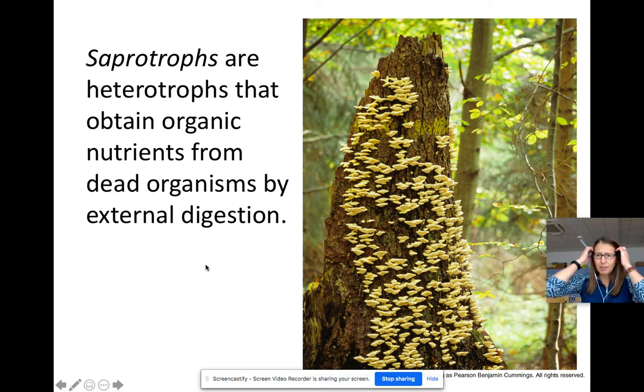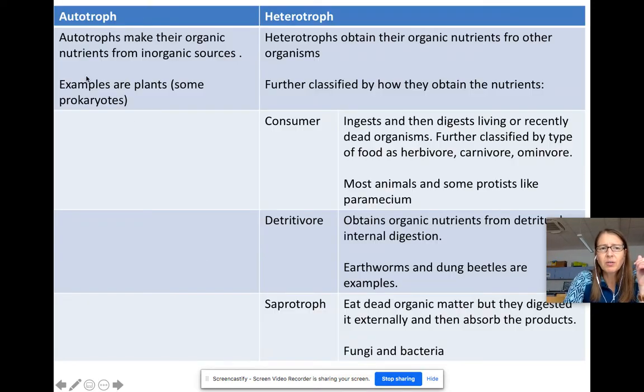So I'm just going to show you a table that I put together that hopefully summarizes some of this. Here are the autotrophs. They make their own organic nutrients from inorganic sources. Examples are some prokaryotes, and autotrophs are also pretty much our producers. But the heterotrophs, the ones that get their food from other organisms, we further classify on how they obtain their nutrients. Okay, so consumers, detritivores, and saprotrophs are all heterotrophs. Consumers are the ones that are going to eat recently killed or live food. Detritivores and saprotrophs are going to be feeding off of dead or long dead or detritus type stuff.